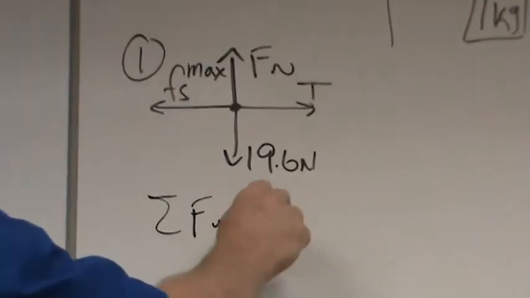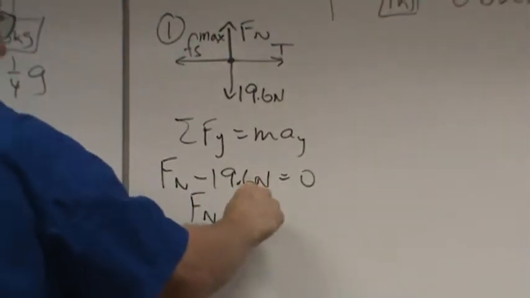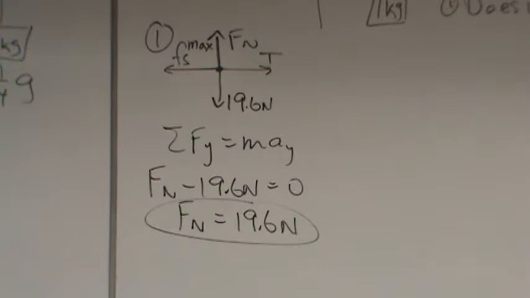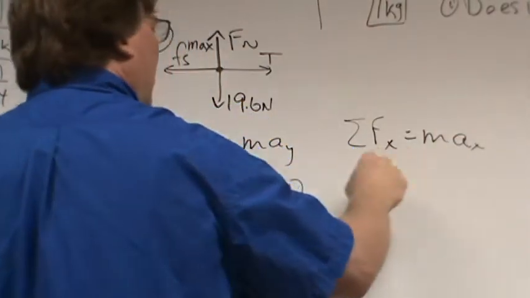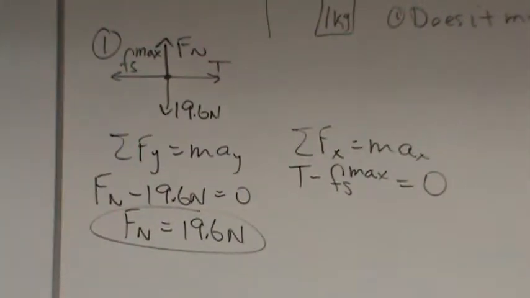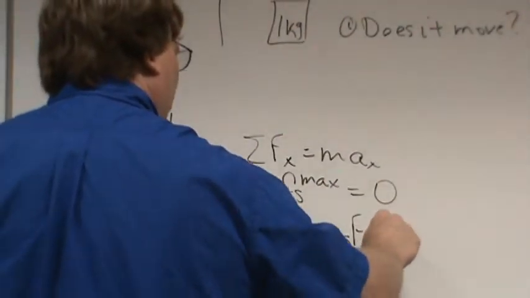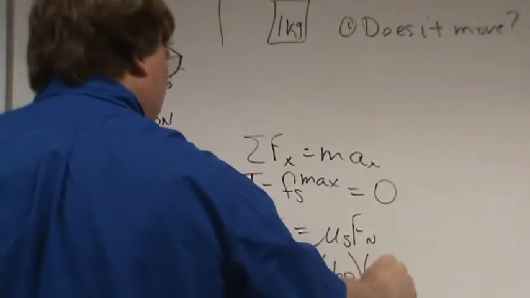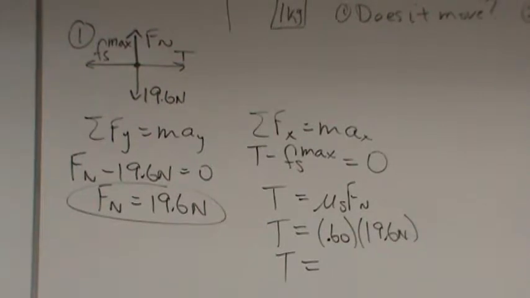So I'm going to do sum of the forces in the y direction equals MAY. Normal force minus 19.6 newtons equals 0, or normal force equals 19.6 newtons. Good. Now the sum of the forces in the x direction equals MAX. Tension minus the maximum static friction force is equal to 0. And so the tension is going to be equal to mu sub s f sub n. Tension is equal to 0.60 times 19.6 newtons. So my tension has to be 0.6 times 19.6, 11.8.